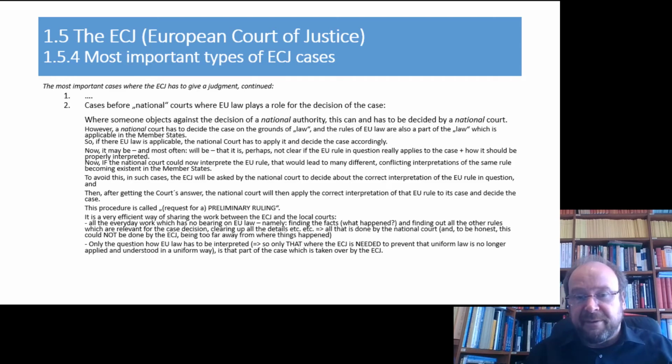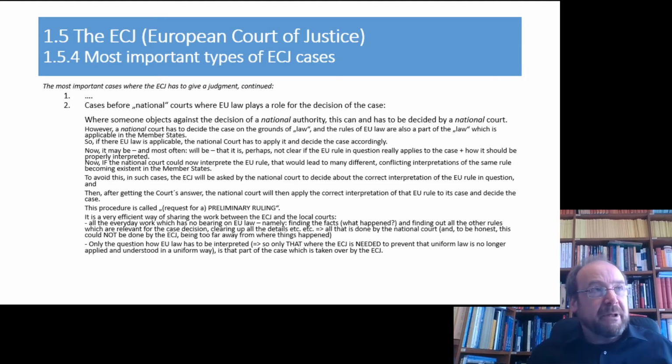And then after they got the answer of the ECJ, how EU law has to be interpreted under the aspects in question, then the national court can apply the answer to the case and decide the case. That is called the preliminary ruling procedure, because the final decision on the case is made by the national court because it's its case, but the question how EU law has to be interpreted is decided beforehand by the European Court of Justice. Beforehand is preliminary, and a ruling is a decision or a general information how something has to be understood. So this is a very efficient way to share the work.